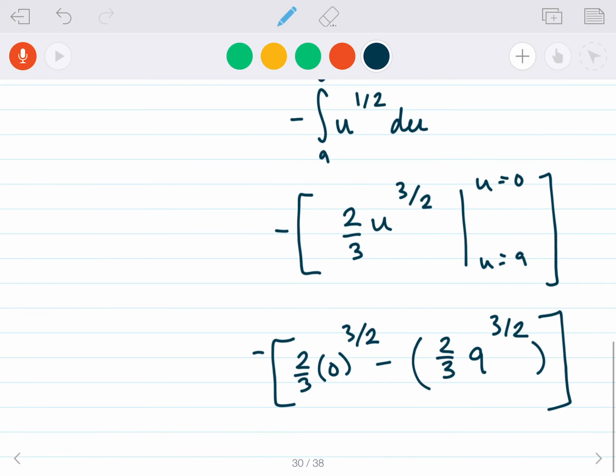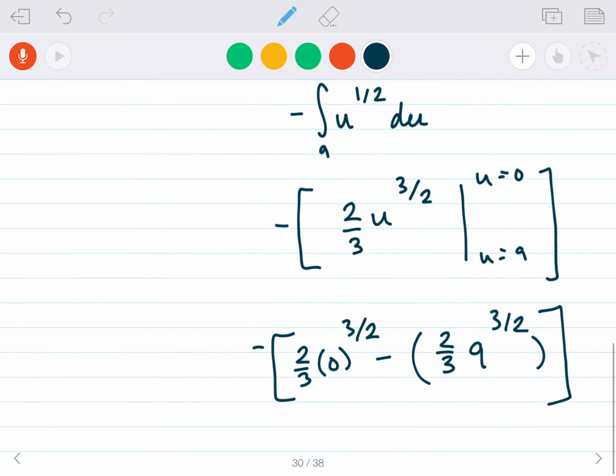Okay, so when that is all said and done, those negatives are eventually going to cancel out and make a positive, so that becomes 0 right here. And let's see what this becomes. This is square root of 9 cubed, so it's 3 cubed is 27, divided by 3 is 9. 9 times 2 is 18. So these double negatives, this becomes a positive 18.